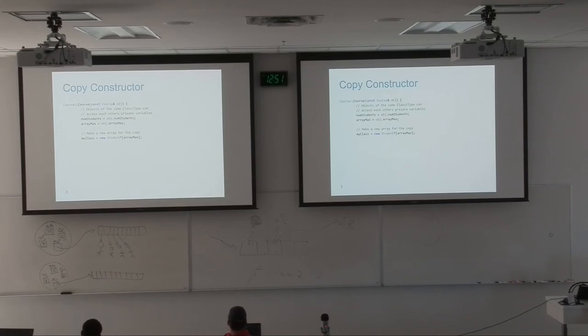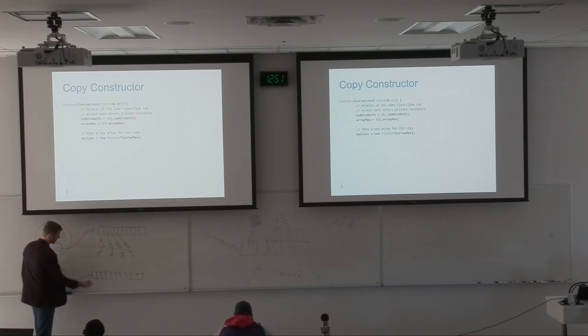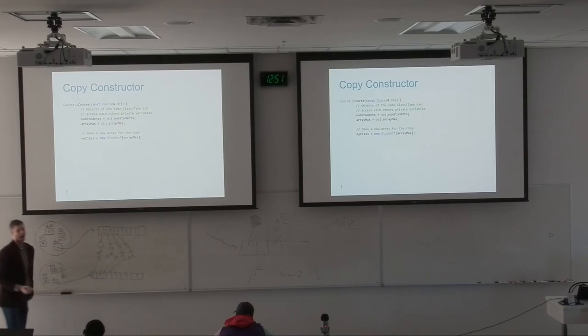It all comes down to, what do we want? If I copy over the contents of this, what am I copying? The pointer. How many arrays do I have in this scenario? 2, so that's good. But how many students are there? 4. Still only 4. Maybe I wanted a very deep copy, which meant, no, you've got to make copies all the way down.